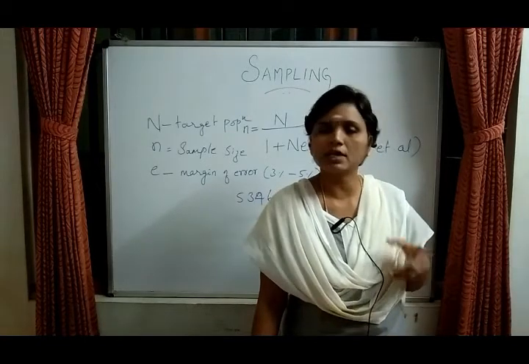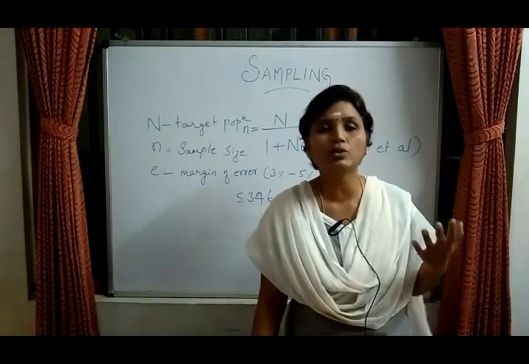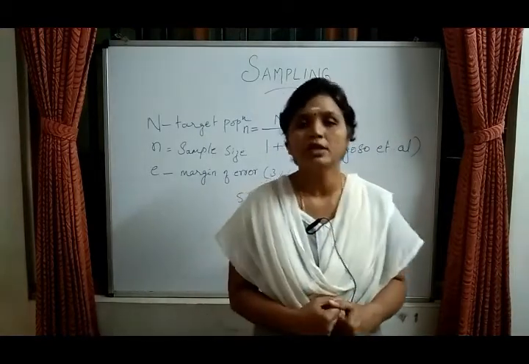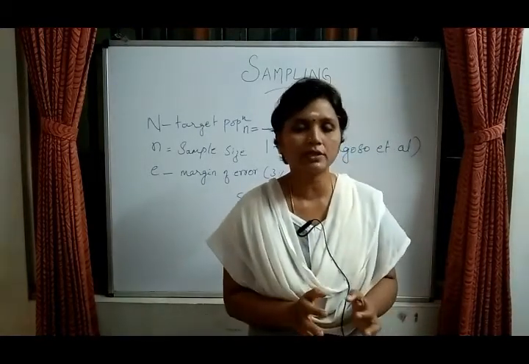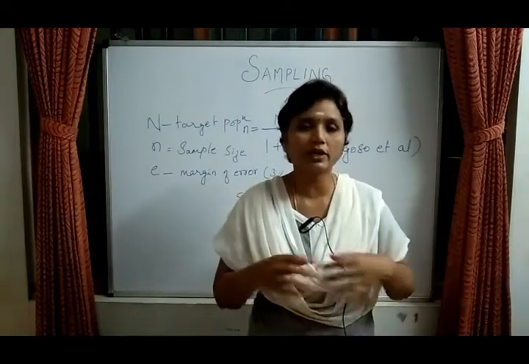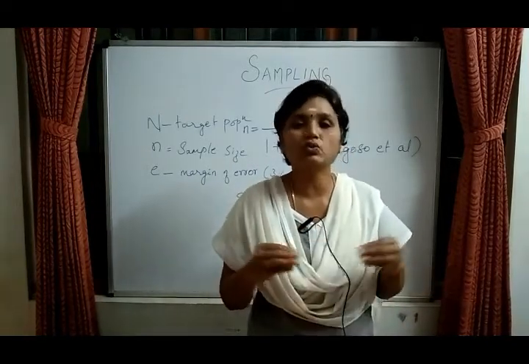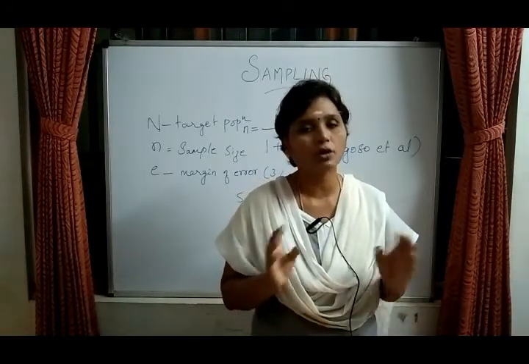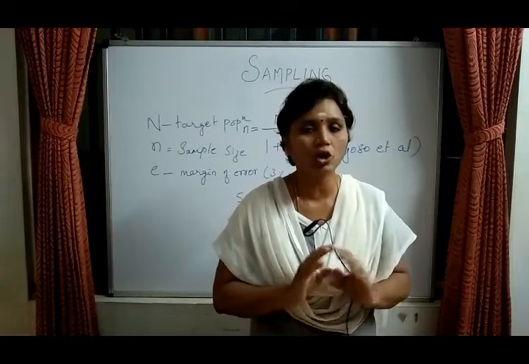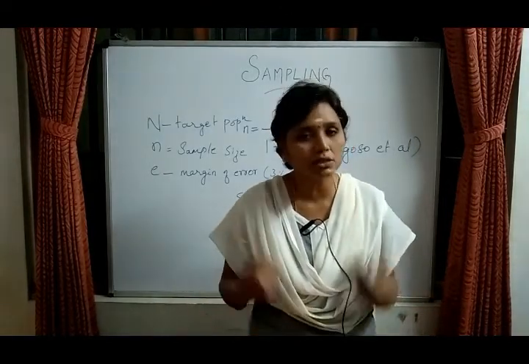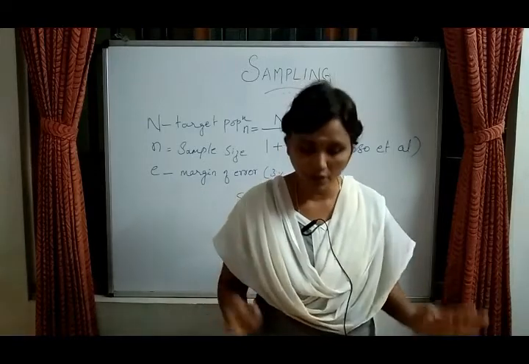Non-probability sampling means the sample will be selected according to the researcher's view or interest. Probability sampling means we are giving an equal chance to the whole population. And in non-probability sampling, the samples are selected according to the researcher's interest or convenience.